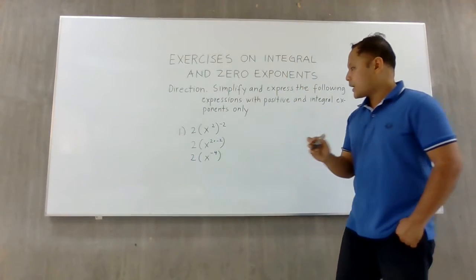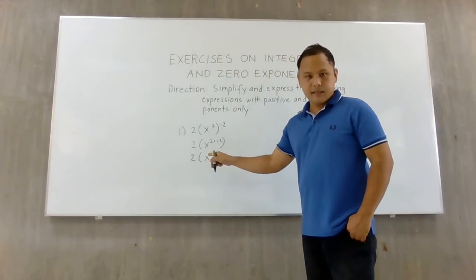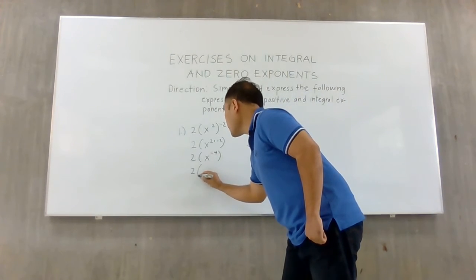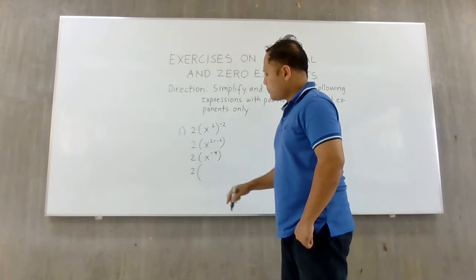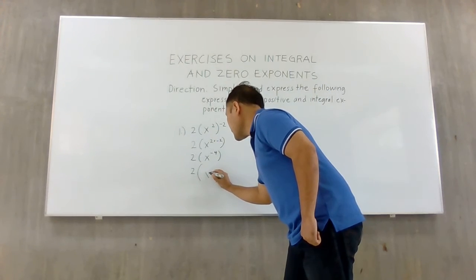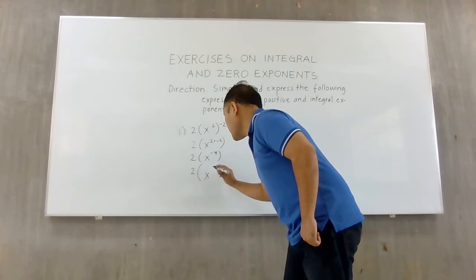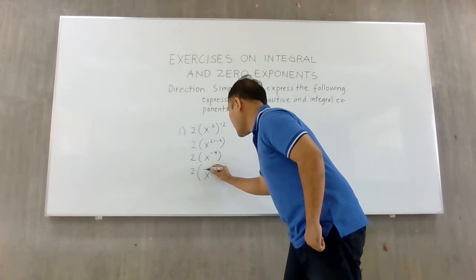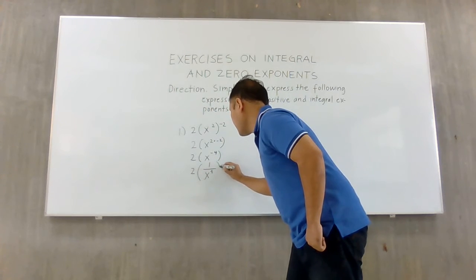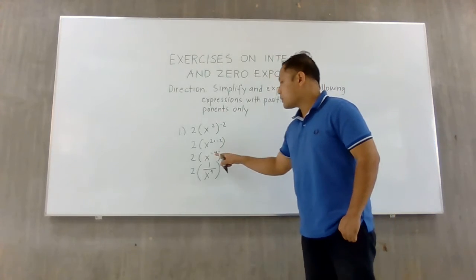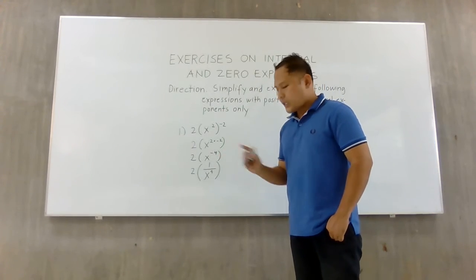We can do that by reciprocating this. We put this down as a denominator. In that case, the exponent 4 becomes positive and it has the numerator 1. That's how to reciprocate any expression with a negative exponent.